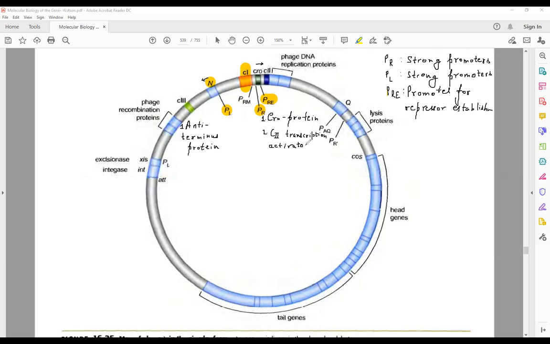Now, CII transcription activator, as the name indicates, is a transcription activator. So it will be catalyzing transcription from PRE. This is the first level of regulation that I'm talking about.